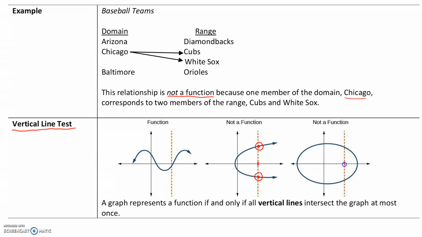Same thing over here. We can take this member of the domain, and it has two elements in the range. So therefore, this is also not a function. The first graph, however, is a function because you can take any member of the domain and it corresponds to exactly one element of the range. So we can use a vertical line test in which we draw vertical lines, and if the vertical line hits a graph exactly one time, it is a function. If it hits a graph more than one time, it is not a function.